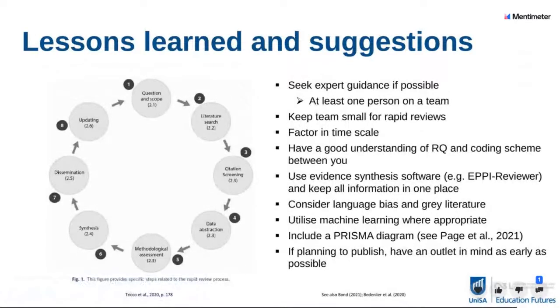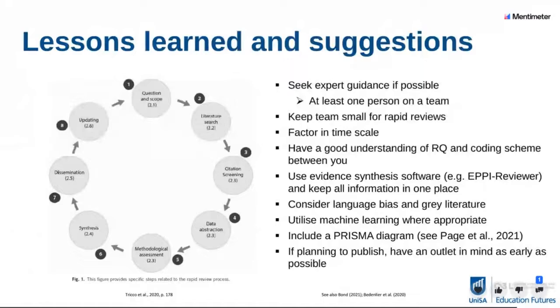Now, my lessons learned. Seek expert guidance if you can, and try and have at least one person on a team, if you are working in a team, who has done them before or who can help you. If you're doing a rapid review, I'd suggest keeping the team reasonably small. And that's simply because the more people you have, the more you need to do inter-rater reliability. You need to double code things, double screen things, and make sure that you have the same understanding across the different codes that you're using. So that can take more time.